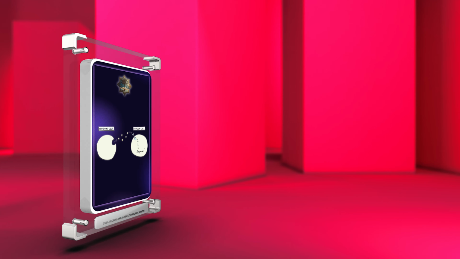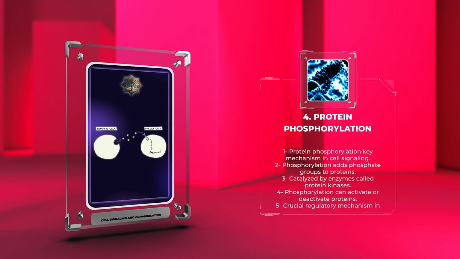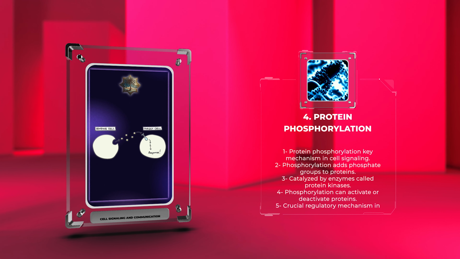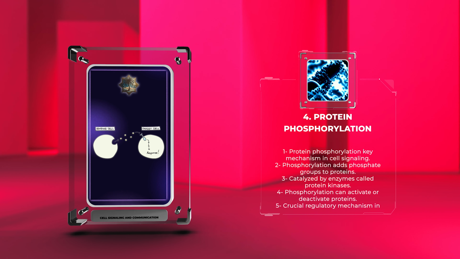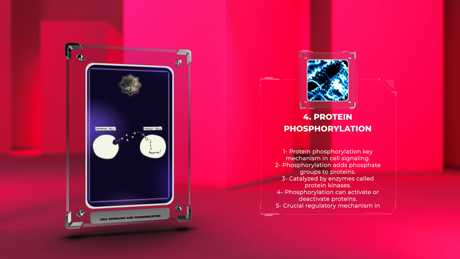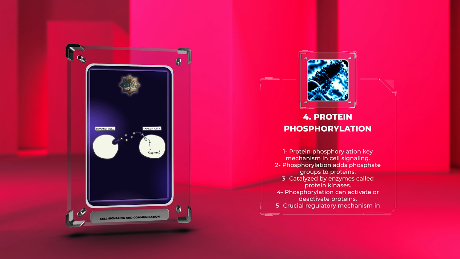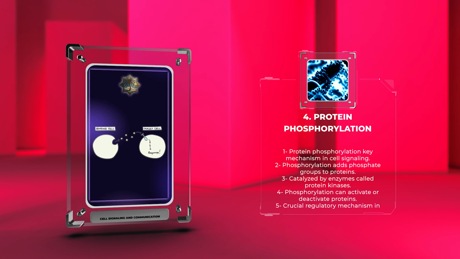Protein phosphorylation is a key mechanism in cell signaling, whereby phosphate groups are added to proteins. This process is catalyzed by enzymes called protein kinases. Phosphorylation can activate or deactivate proteins, altering their activity, stability, or subcellular localization. It serves as a crucial regulatory mechanism in signal transduction pathways, allowing for precise control of cellular processes.